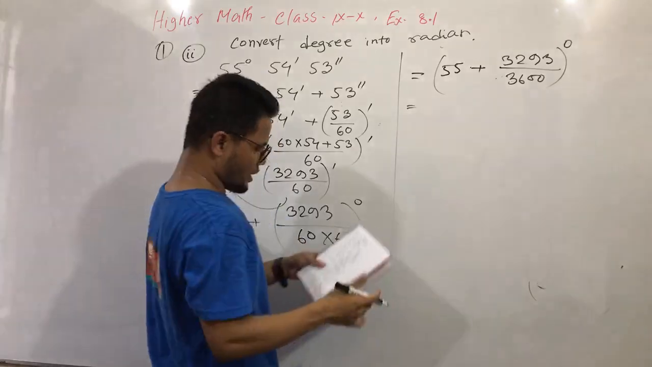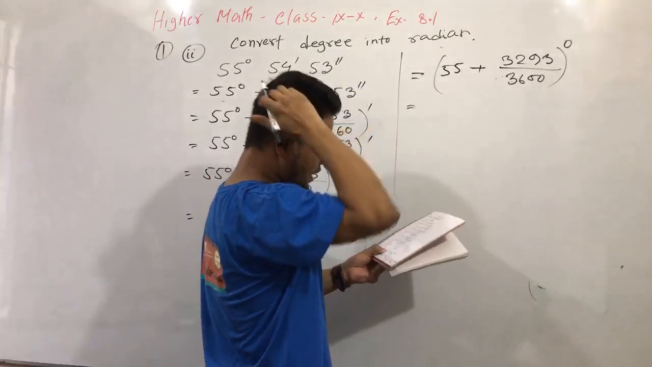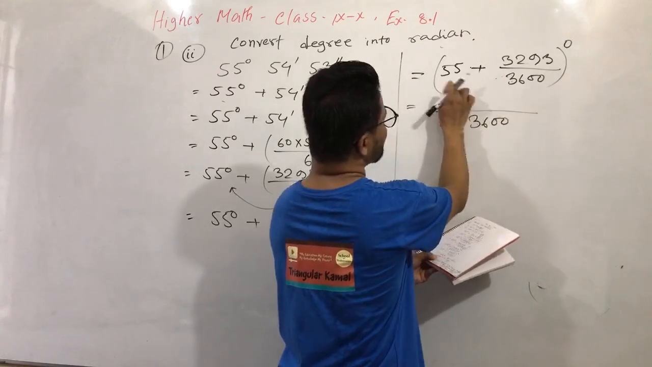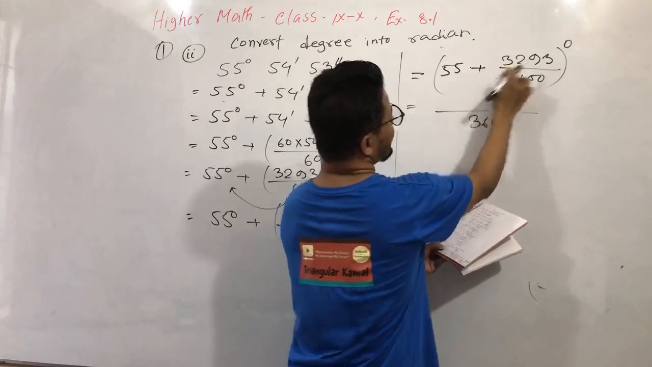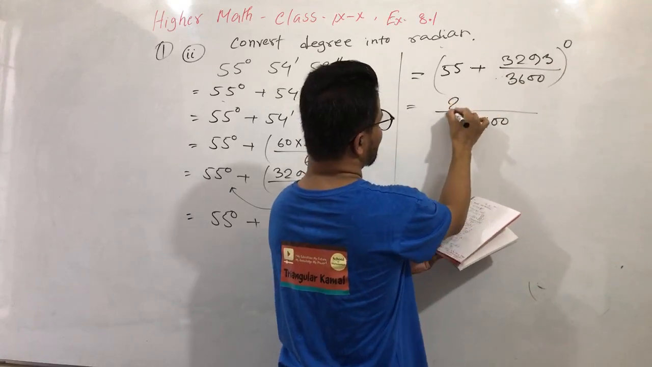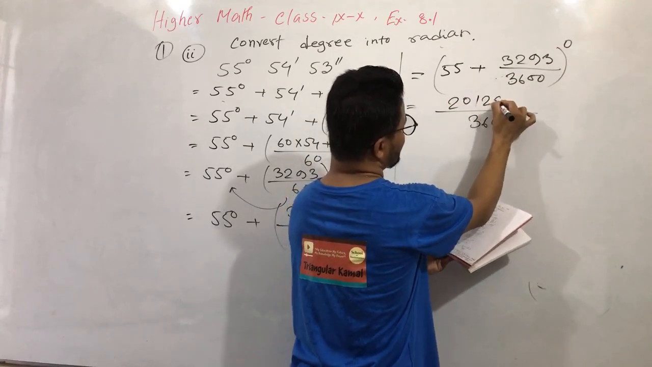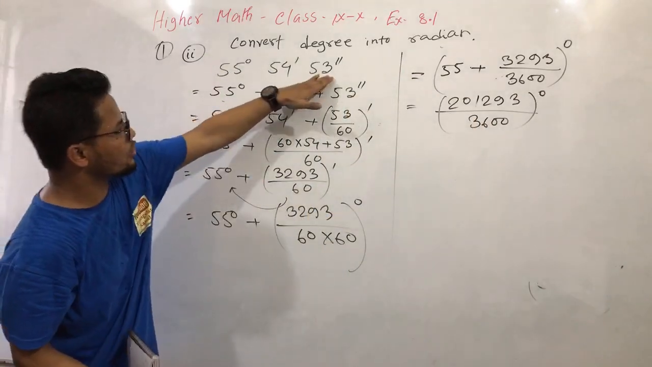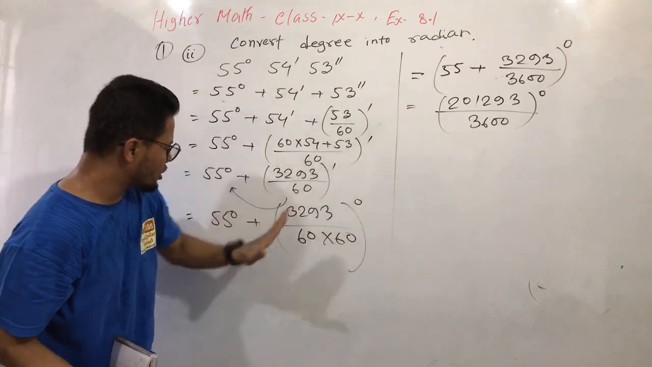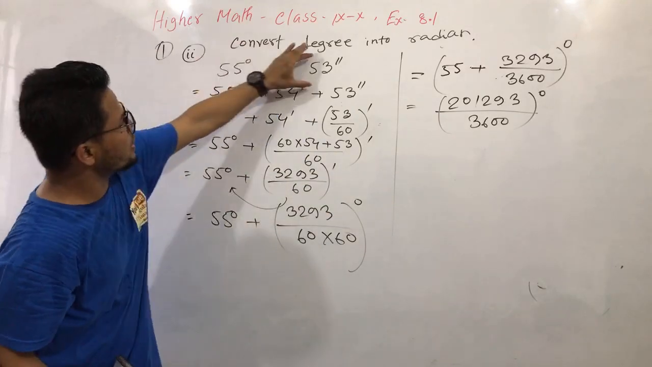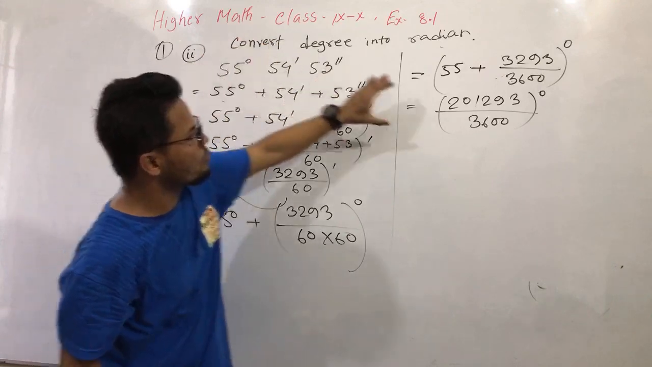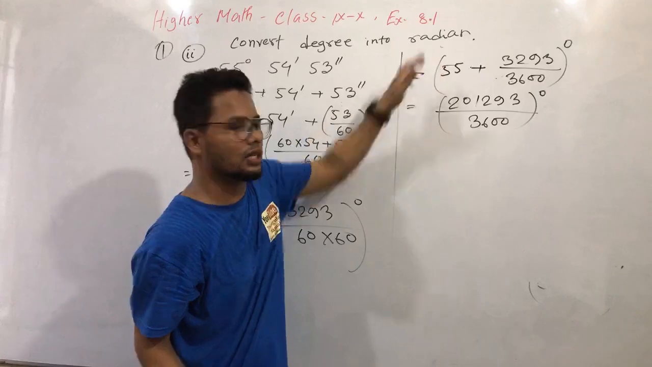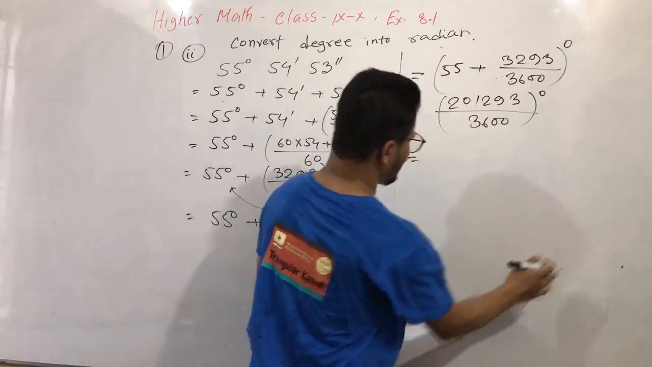Now do the LCM between them: 3600 multiplied by 55, then add 3293. The final result will be 201293 over 3600, and this is now the final degree. The first step, second converted into minute, then minute converted into degree, and finally all of it is degree. Now our final requirement is degree converted into radian, and we know the relation.